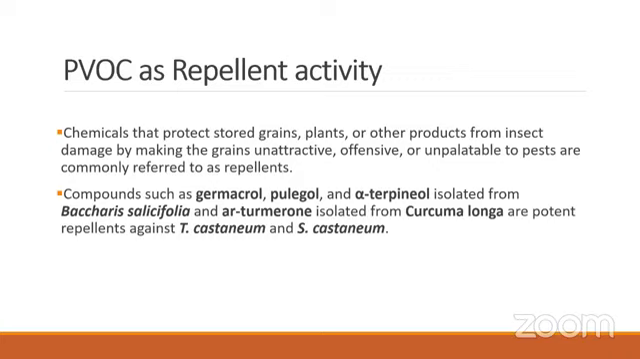Compounds such as germacrol, fulegol, and alpha-terpineol isolated from Baccharis salicifolia, and compounds isolated from Curcuma longa, your turmeric, are potent repellents against Tribolium castaneum. Okay, so various others. Here I have just mentioned two or three examples, but in most of the cases, these have been found with promising results.